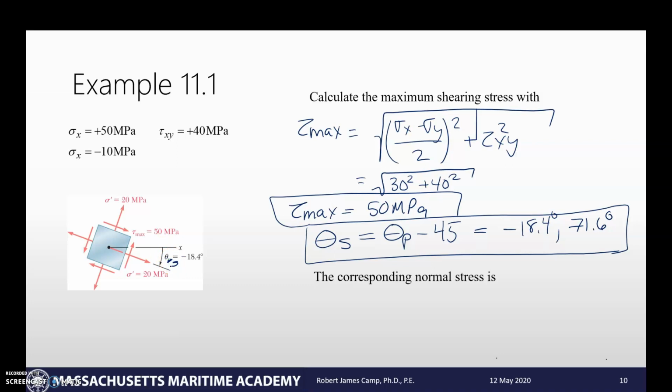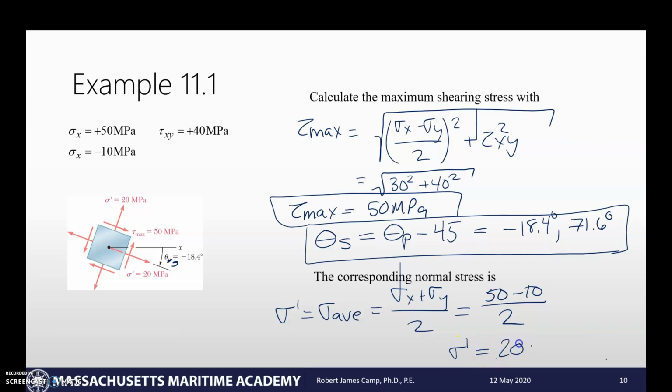Okay, last thing, corresponding normal stress. What's that going to be? That's going to be the center of my circle. So the corresponding normal stress is just going to be the average stress for the situation. So stress X plus stress Y divided by 2. 50 minus 10 divided by 2. I haven't written in the units because they're all megapascals. I know that's what it's going to be. So that stress is going to be 20 megapascals.